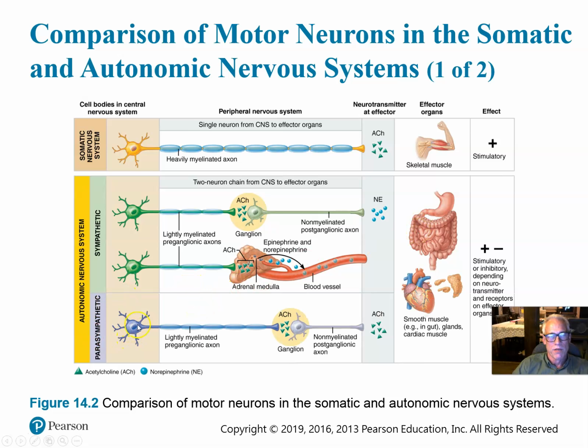The parasympathetic division has preganglionic cell bodies that lie in the brainstem and in the sacral region near the spinal cord, with long preganglionic axons that travel to the target organs and release acetylcholine into the ganglia. And these ganglia right on the target organs then contain very short postganglionic neurons that release acetylcholine onto the effector organs.